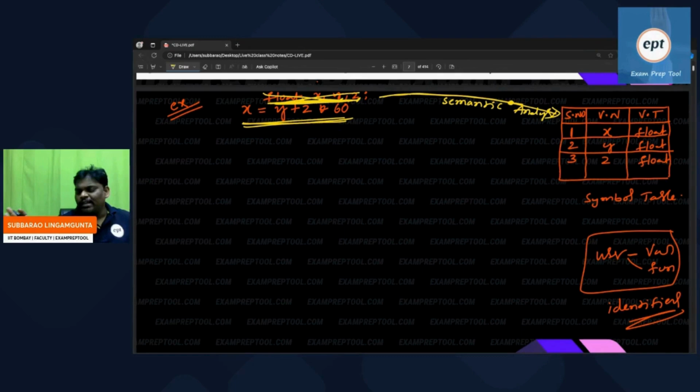Now come back, see this one. This is our major line. If I give this particular line to the compiler, what will happen? Our goal is only this second line, not the first line. This is the input to the first phase of the compiler, which is the lexical analyzer.